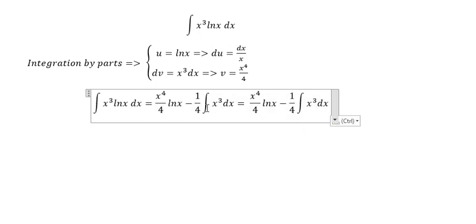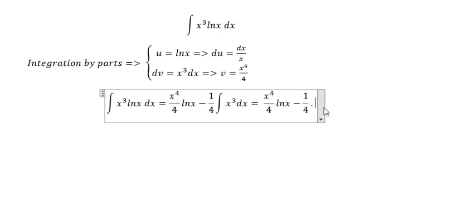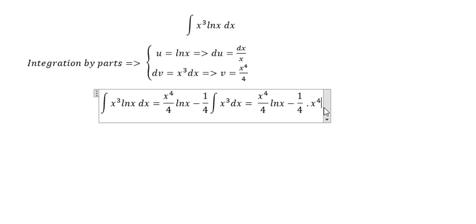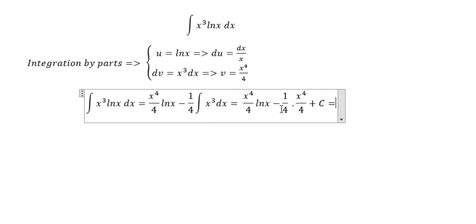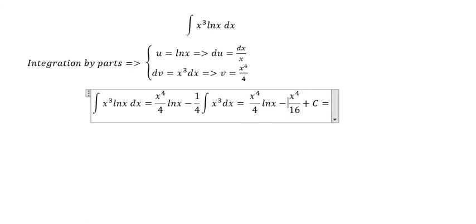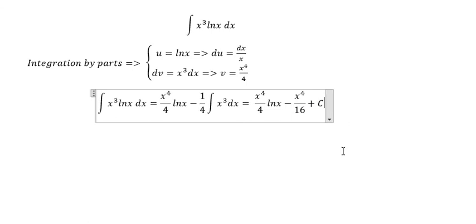We do the integral of x to the power of 3, which changes to x to the power of 4 over 4. And now 4 multiplied by 4, you get 16. And that's it, the final result.